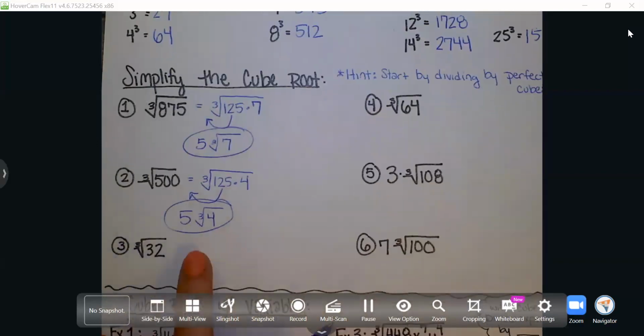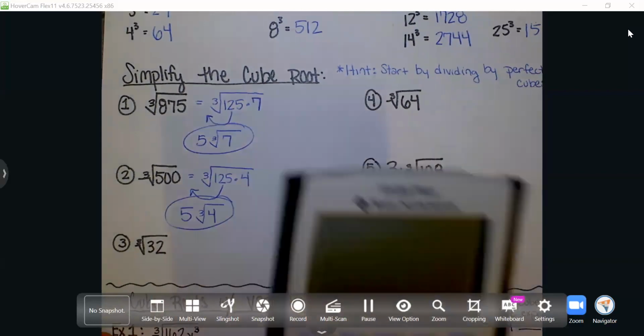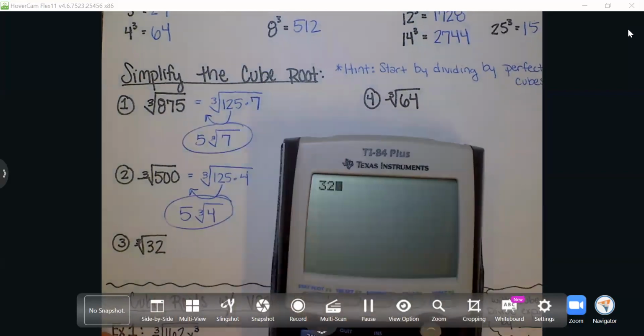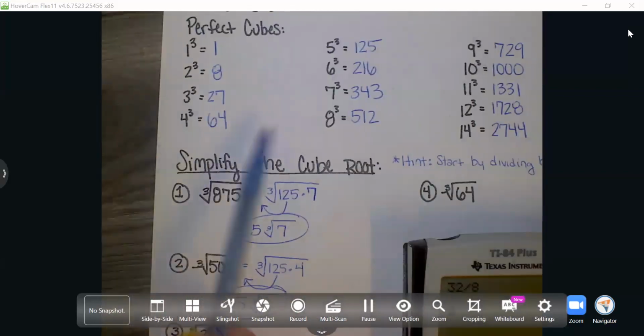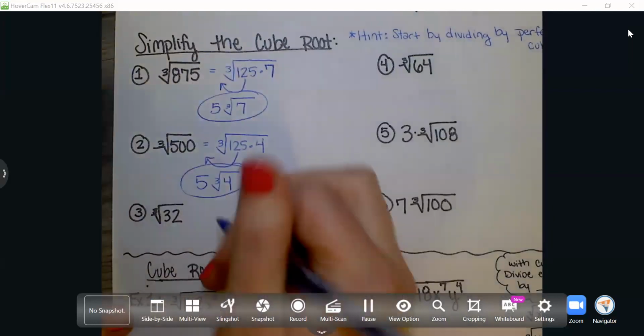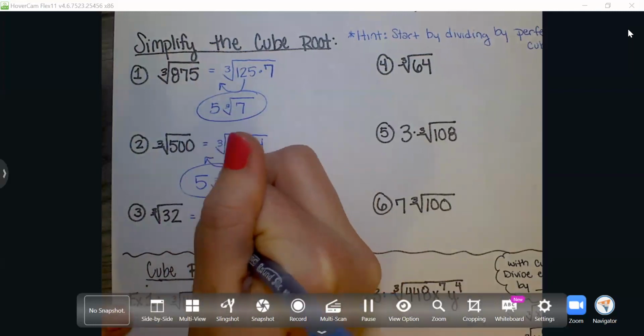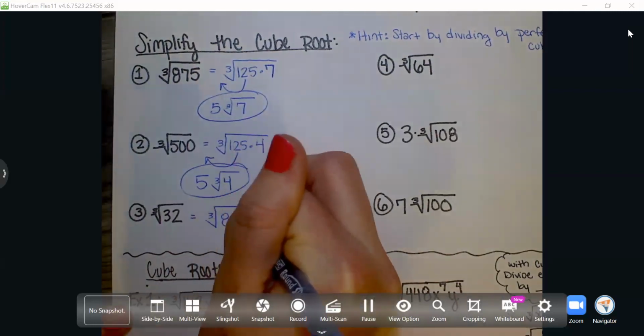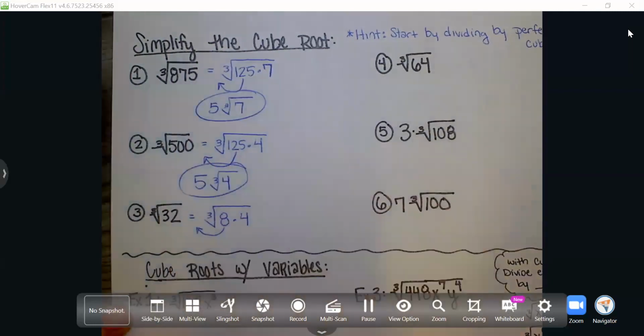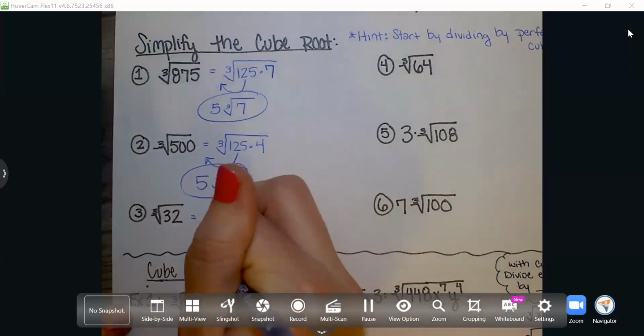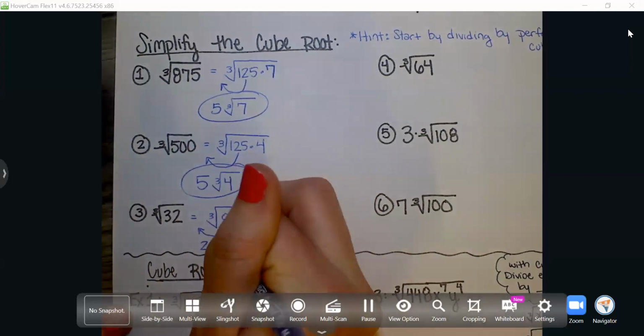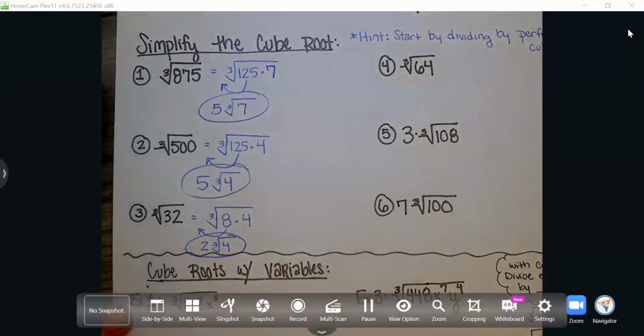The last one, 32. I'm going to divide by my perfect cubes. 32 divided by 8. Already I have a perfect cube, right? 8 is the perfect cube of 2. So I can break this 32 down into 8 and 4. 8 times 4. My 8 gets to come out, and it's a 2. And I'm left with the cube root of 4 in my answer.